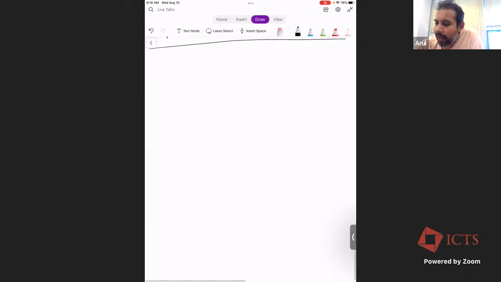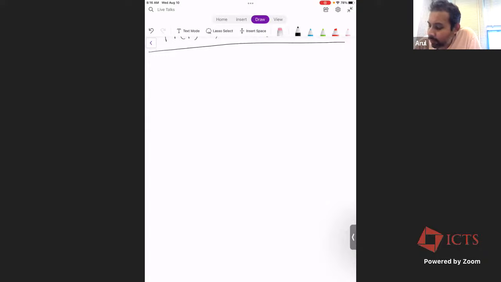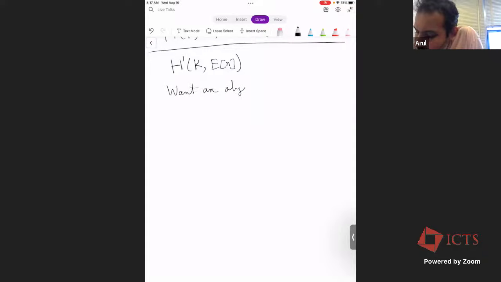Okay, but having hopefully understood H1(K, E) to some extent, let's move on to H1(K, E[N]). Now, how do we understand H1(K, E[N])? Well, we want an object whose automorphism group is E[N]. That will tell us, and its twists will give us H1(K, E[N]) by our twisting principle.